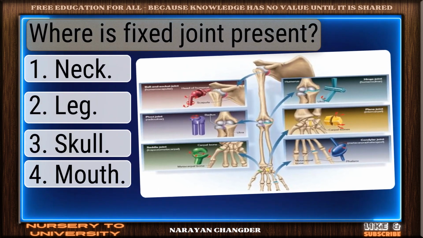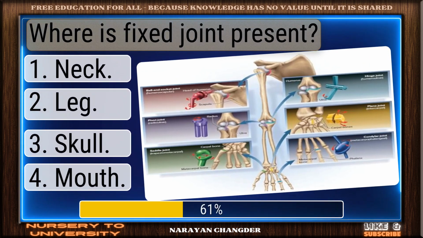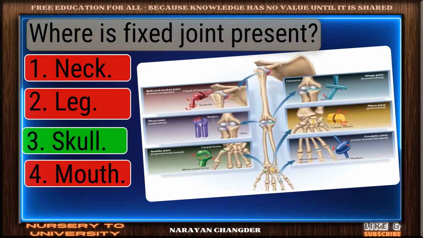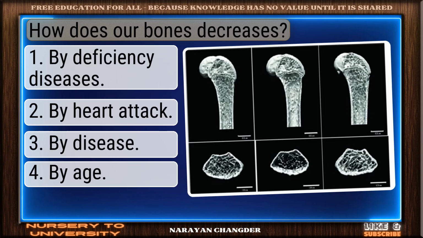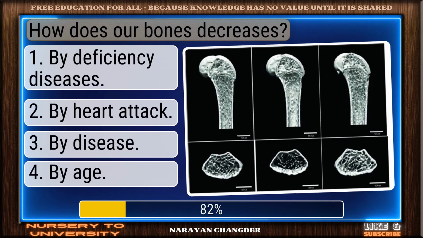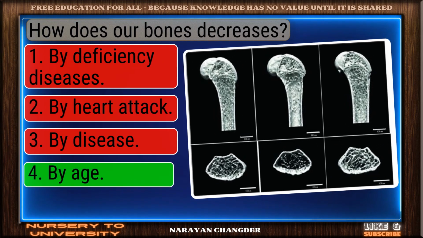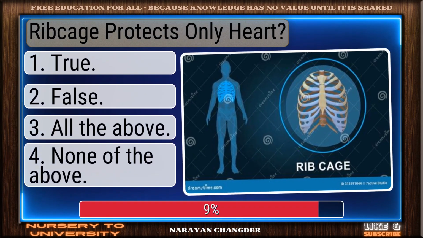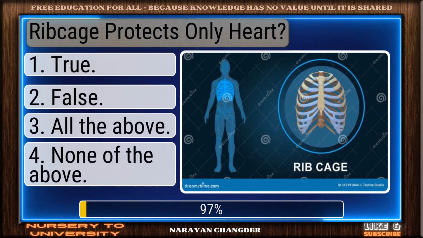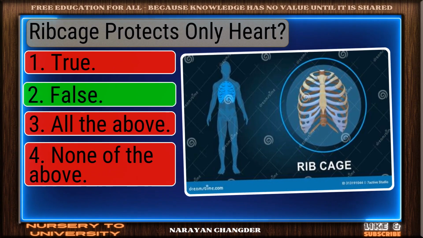Where is fixed joint present? Right again. Skull is a valid answer. How do our bones decrease? Correct. By age is the right answer. Ribcage protects only heart. Smart move. False is an accurate answer.